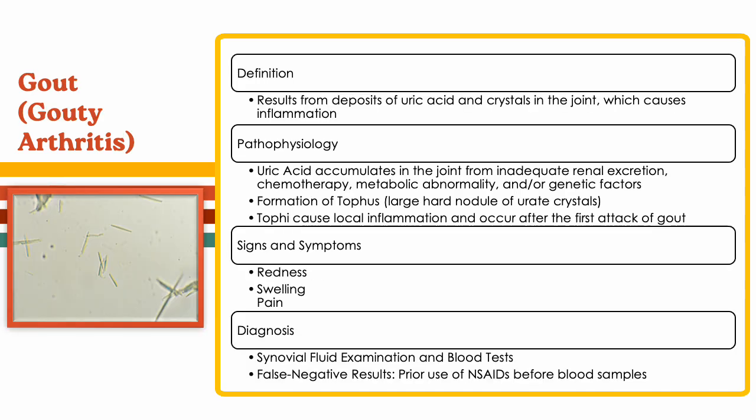Next, we have gouty arthritis, and this is the type of arthritis that results from uric acid deposits and crystals in the joint, which ultimately causes inflammation. You have uric acid that accumulates from inadequate renal excretion. Sometimes it could be the result of chemotherapy, metabolic abnormalities, or genetic factors.